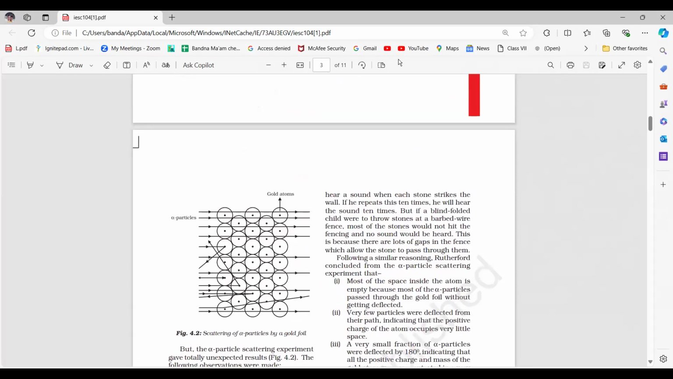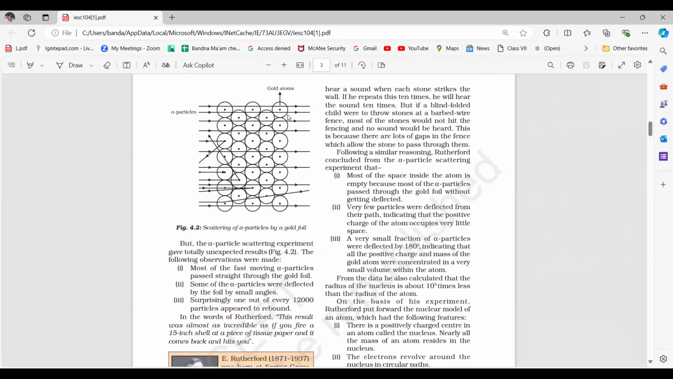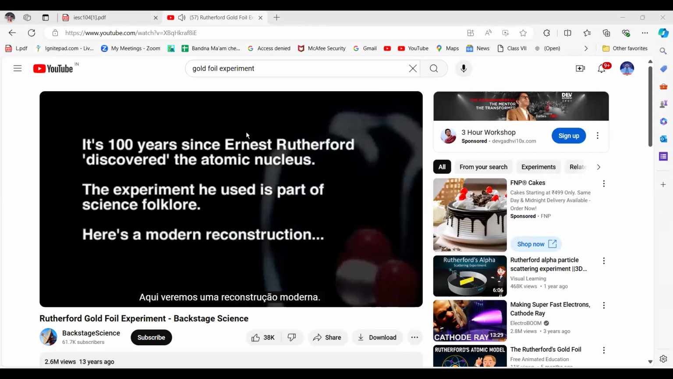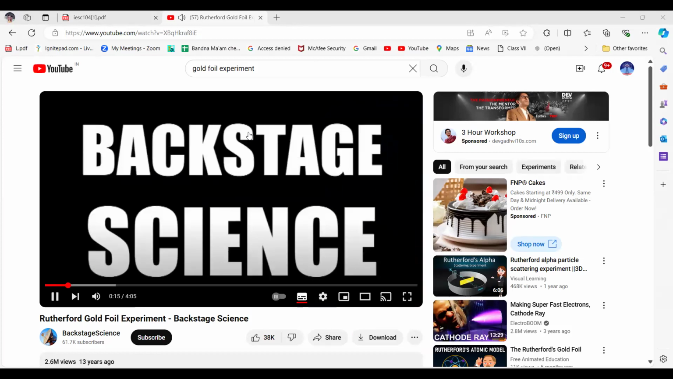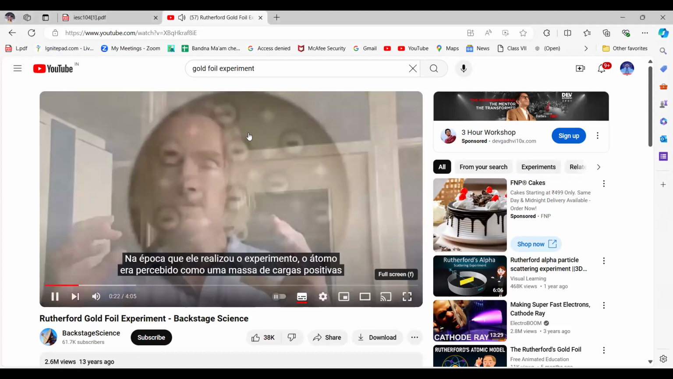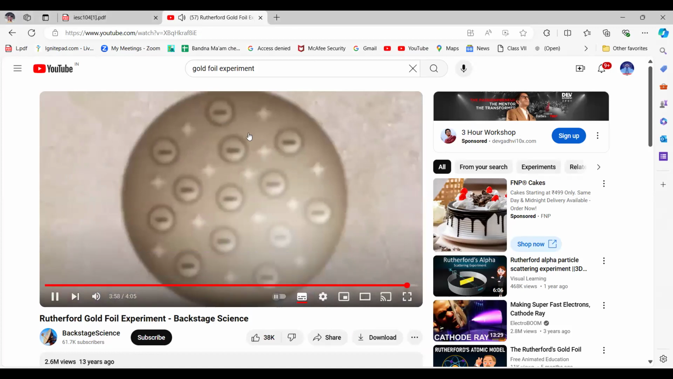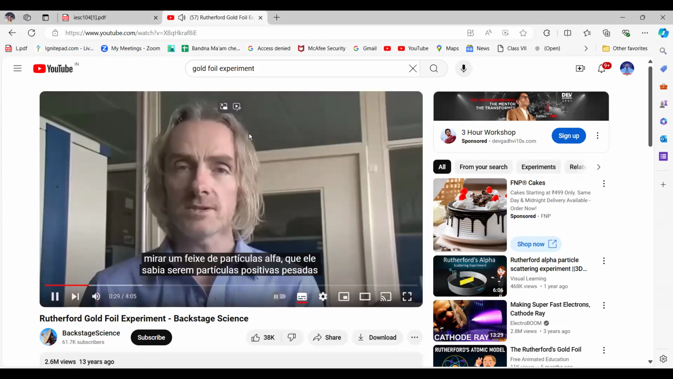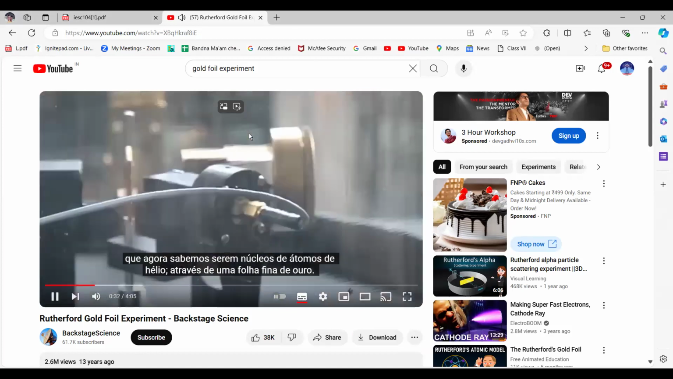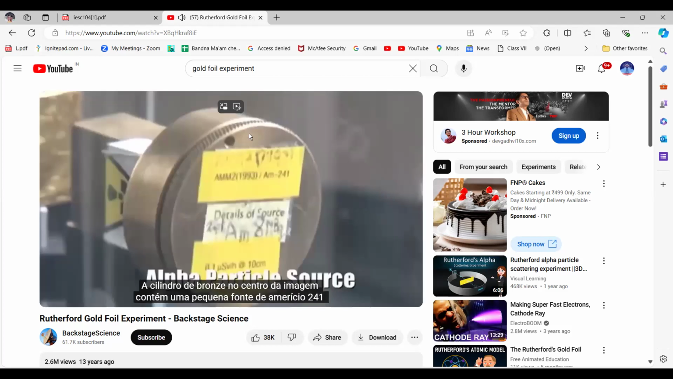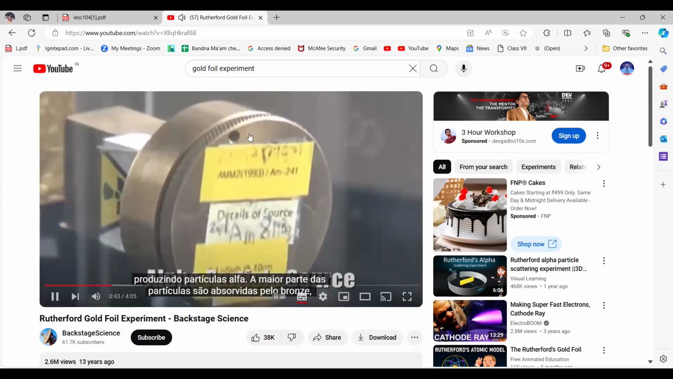Now, Rutherford. Rutherford has done the gold foil experiment. At the time he carried out the experiment, the atom was thought to be a blob of positive charge with negative electrons embedded inside it. Rutherford set up an experiment to direct a beam of alpha particles, which he knew to be heavy, positively charged particles, and we now know to be the nuclei of helium atoms, through a very thin gold foil. The brass can in the centre of the picture contains a small americium 241 source producing alpha particles. Most of the particles are absorbed in the brass. There is a small opening.